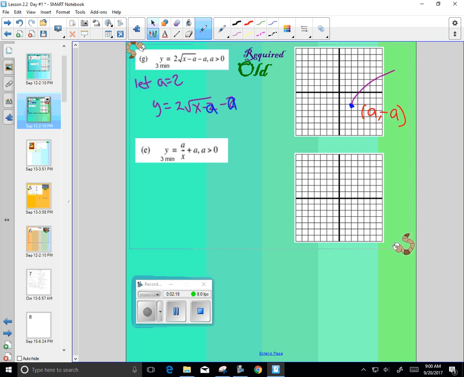So now I can find the domain. The domain is going to be all real numbers, x greater than or equal to what? Greater than or equal to 2, or in this case, a. What's the range going to be? Y greater than or equal to what? Yeah, not a though. Negative a. Done. That's G.